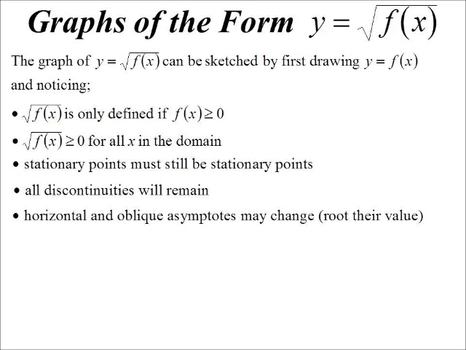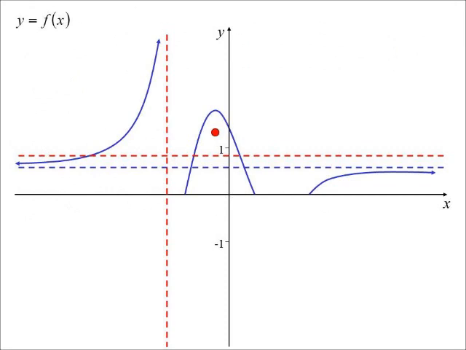Now, the asymptotes, horizontal and oblique asymptotes may change. So again, similar to what we saw yesterday with squaring. So there we go. My horizontal asymptote at this stage is less than 1. Square root a number that's less than 1, it gets bigger. So it's risen up. Won't go bigger than 1, but it'll go bigger.